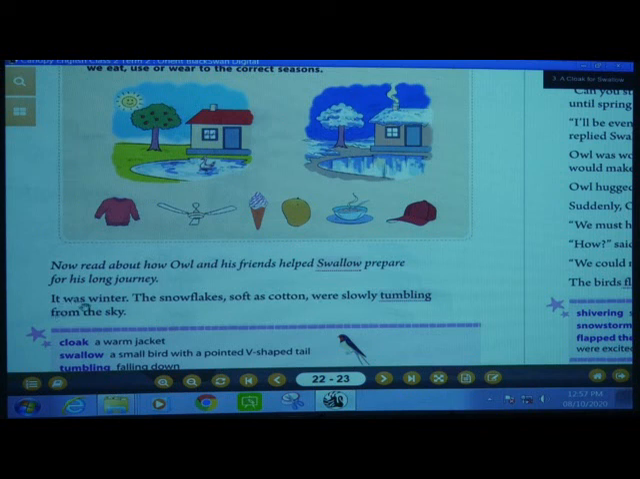It was winter. The snowflakes, soft as cotton, were slowly tumbling from the sky.